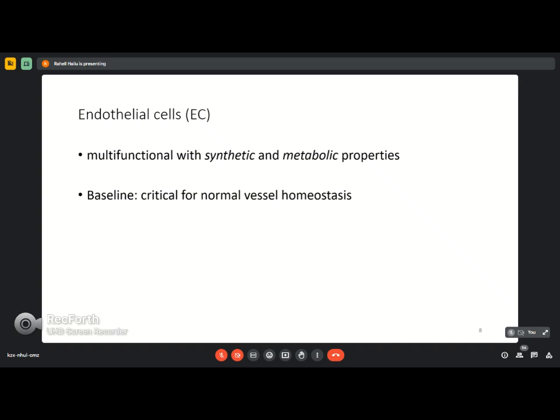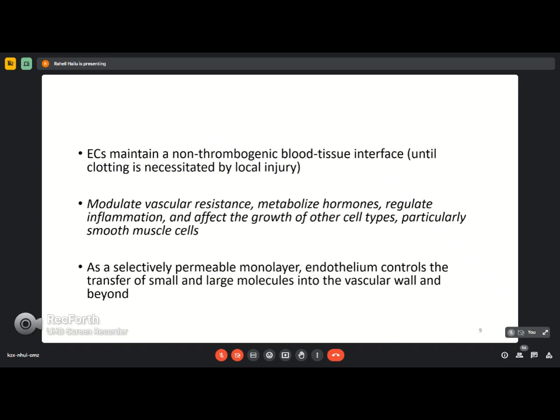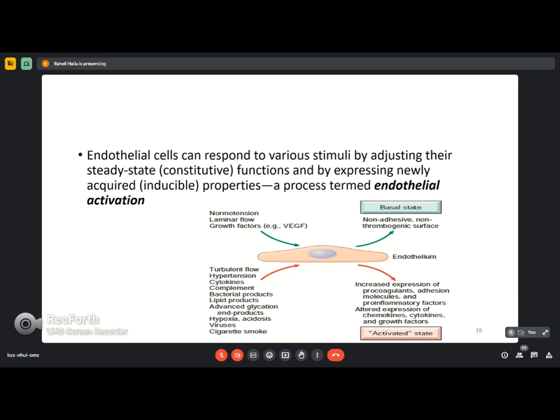Their baseline state, or their normal state, is very important for normal vessel homeostasis, because in its normal state, it is non-thrombogenic. It provides a non-thrombogenic blood-tissue surface, and they can modulate vascular resistance, metabolize hormones, and regulate inflammation. So they basically control everything that goes on around the blood vessels. In their stable, basal state, they maintain normotensive laminar flow.